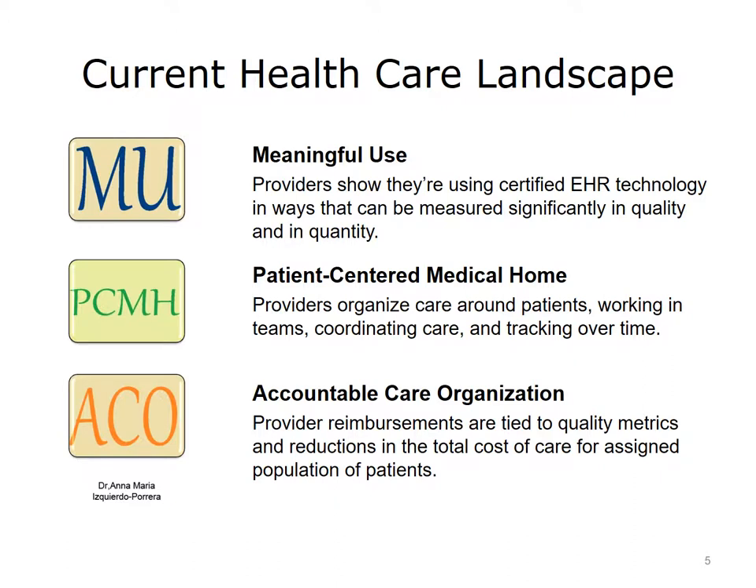We will review three programs that have already had profound impact both in the use of HIT and in the quality of healthcare. The Meaningful Use Program is designed to enable providers to implement and meaningfully use Certified Electronic Health Records Technology, CEHRT. The Patient-Centered Medical Home, PCMH, incentivizes providers to organize care around patients, working in teams, coordinating care, and tracking over time. Finally, the Accountable Care Organization, ACO program, moves provider reimbursements from fee-for-service to more value-based care. Quality measures are integrated in each of the three programs listed here.